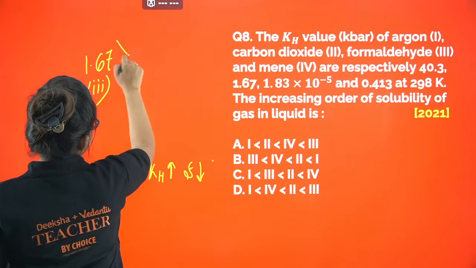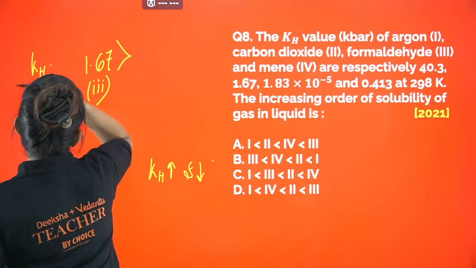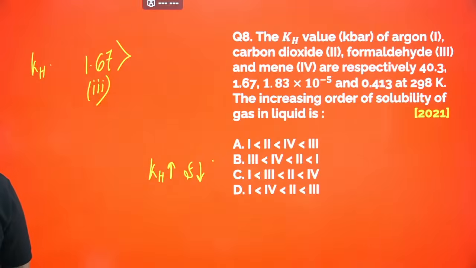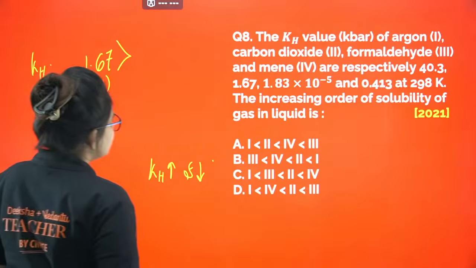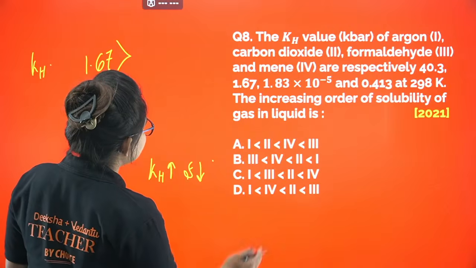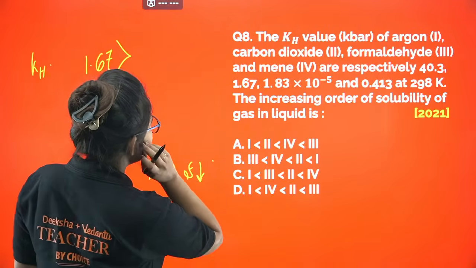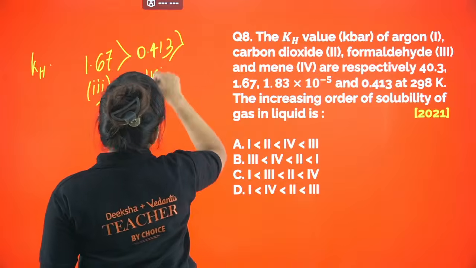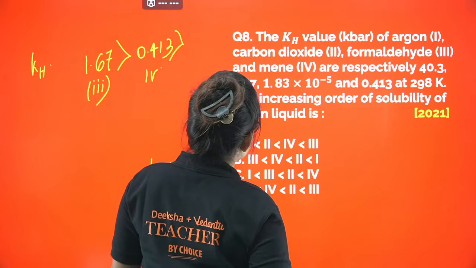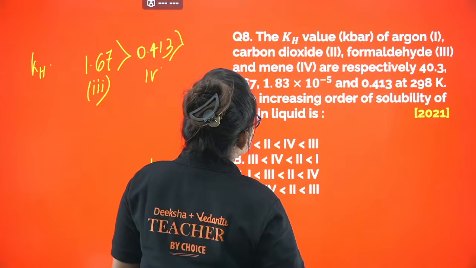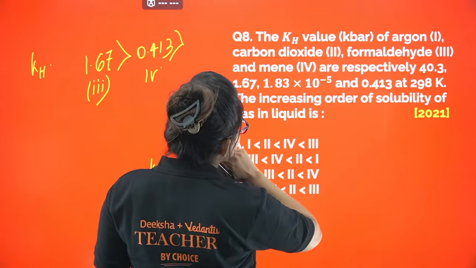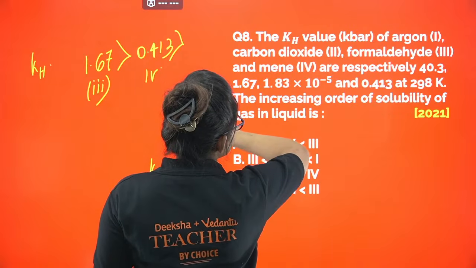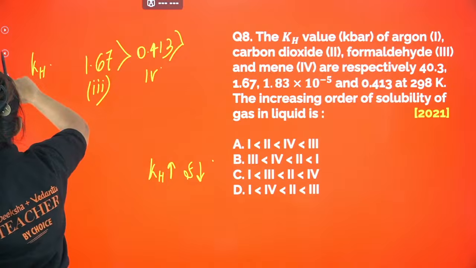After that I'm just writing the order of KH. After that it will come to be 4, 0.413, that is your 4. Next, if you see, it's 2, right? That is 1.67. Wait, I just made a mistake.